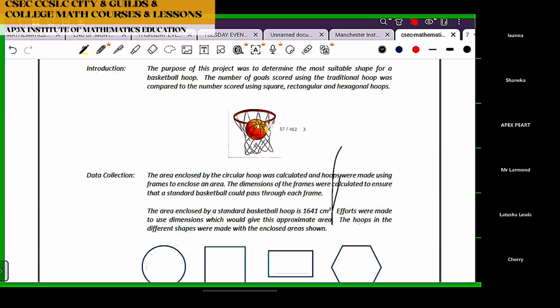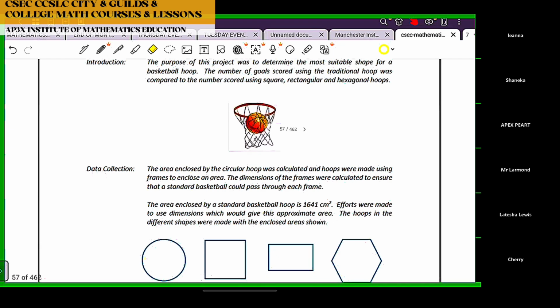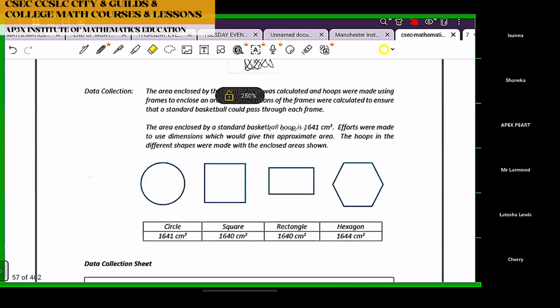All right. That's why I say I don't really like this particular SBA. It was just something that CSEC came up with when they just introduced the whole concept of SBA. And look at what they did here. They drew an example of what the hoop is going to look like. So the regular hoop is circular. So they're looking at what if the hoop was square? What if the hoop was rectangular? What if the hoop had 1, 2, 3, 4, 5, 6 sides?